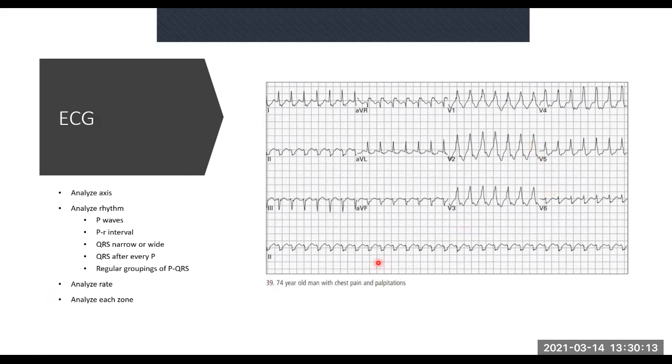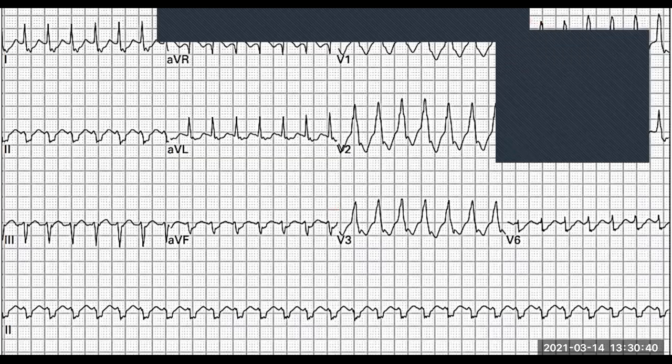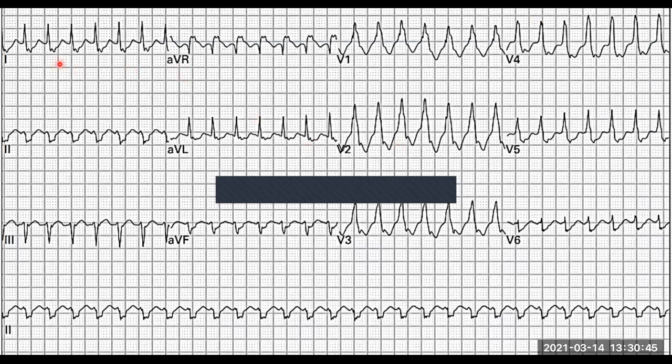So we have a 74-year-old man with chest pain and palpitations, and remember we analyze axis, analyze rhythm, as we've done before: P waves, PR interval, QRSs, are they narrow or wide, QRSs after every P, regular groupings of PQRS. We analyze the rate, and then we analyze each zone after that. So let's go to the big one, and then we'll take it from there. Let's start by looking at the axis.